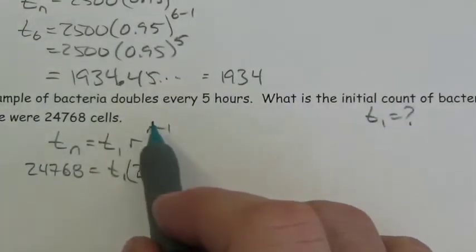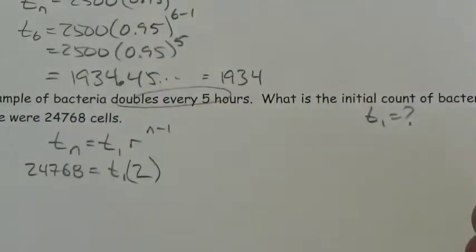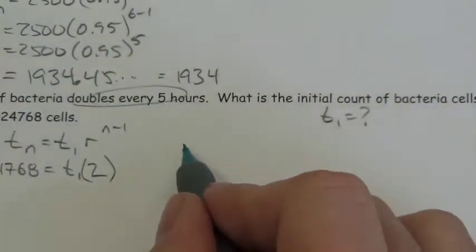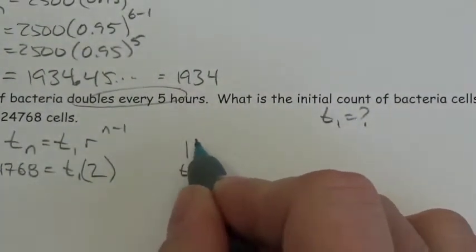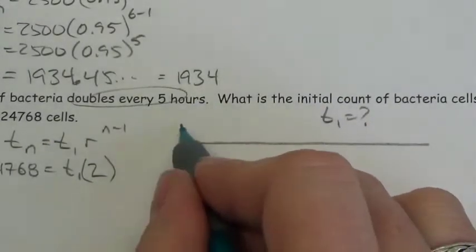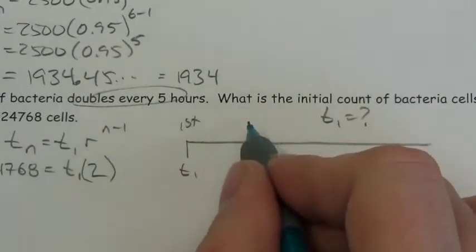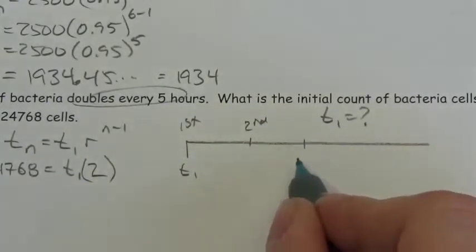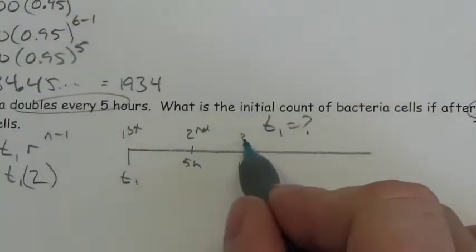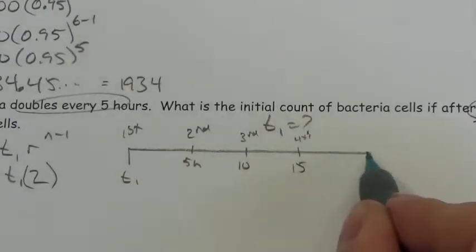Because we're told that a sample of bacteria doubles every 5 hours. It doesn't double every hour. It doubles only every 5 hours. So from our starting point right here, this is where T1 is. From our starting point on, this is basically our first term here. 5 hours later is our second term. Then 10 hours, so this is 5 hours, this is going to be 10 hours. That's our third term. 15 hours is our fourth.